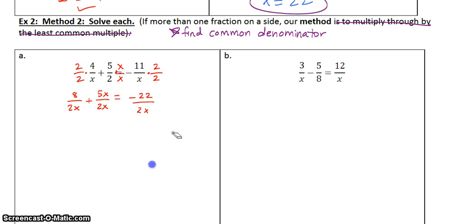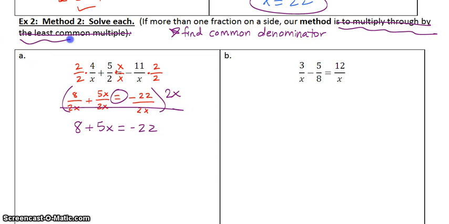If you have an equal sign, and this only works if you have an equal sign, okay? But if you have an equal sign, every fraction has the same denominator. You can just pretend like the denominators aren't there and just use the numerators and then solve that equation. And what you're technically doing is multiplying through by the least common multiple. And when I multiply through by 2x, everything cancels and I'm just left with 8 plus 5x equals negative 22. So shortcut, as soon as you get all the bottoms the same, they all cancel, just have the tops to solve. And now it's an easy equation.